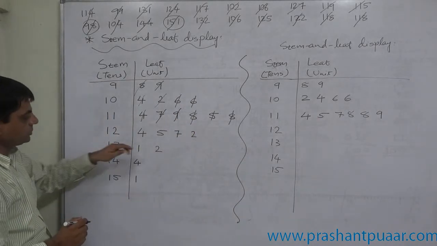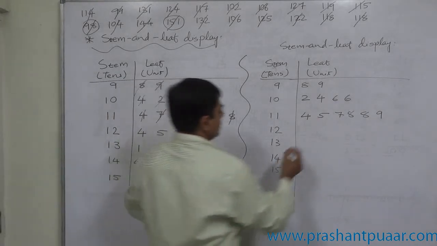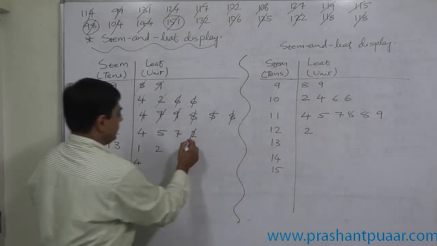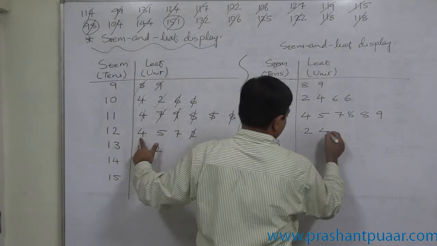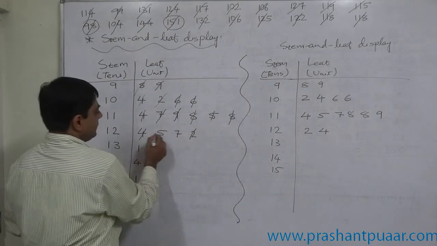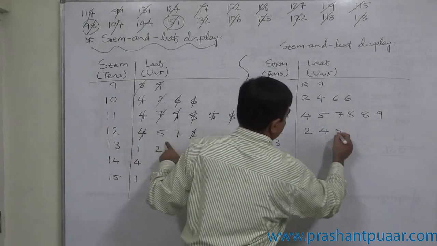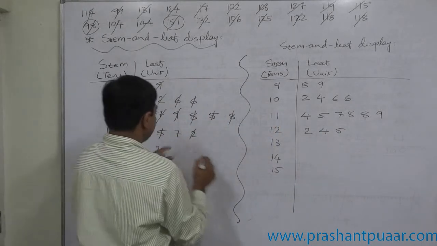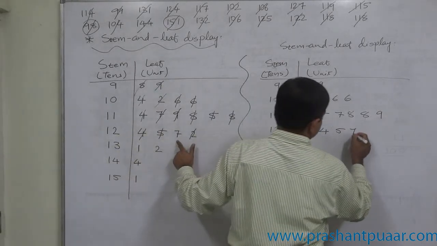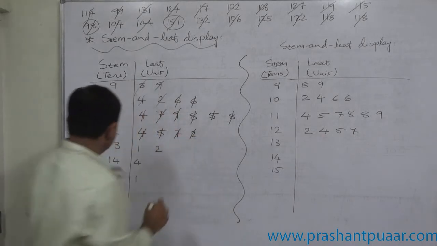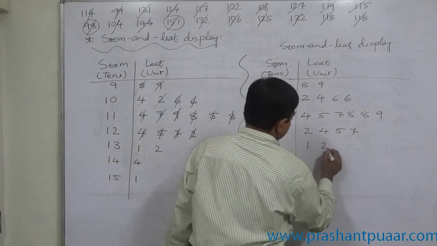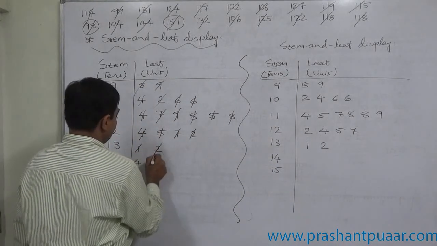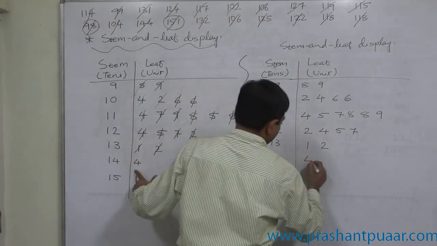Against 12, no 0, no 1 directly, 2. No 3, 4. 5. No 6, 7. Against 13, 1 and 2 in order. Against 14, only 4.